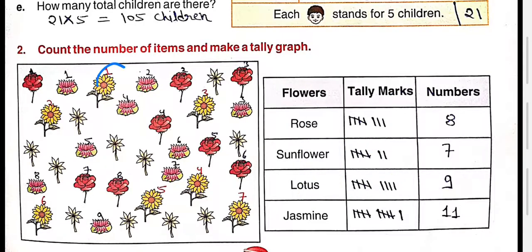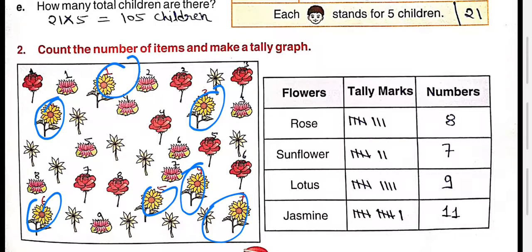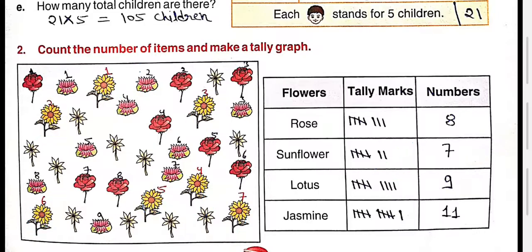Similarly, you have to count the sunflowers. How many sunflowers are there? 1 sunflower, 2, 3, 4, 5, 6, 7 sunflowers. So there are a total of 7 sunflowers. So you have to mark here 7 tally marks. Now come to the next one. You have to count the lotus.